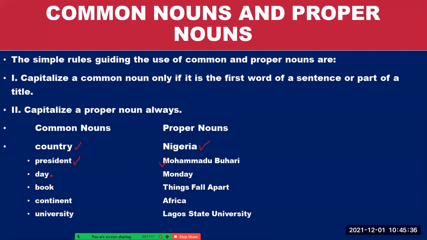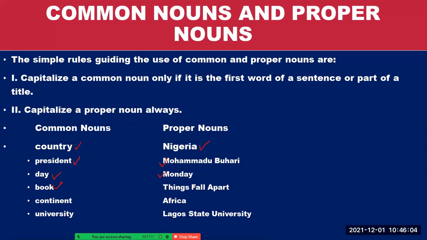Now, the word day is a common noun referring to days of the week, all right? But Monday is the name of a particular day. So each time you write Monday, you begin it with a capital letter M. Each time you write Nigeria, you begin with a capital letter N. Each time you write Muhammadu, you begin with a capital letter M.